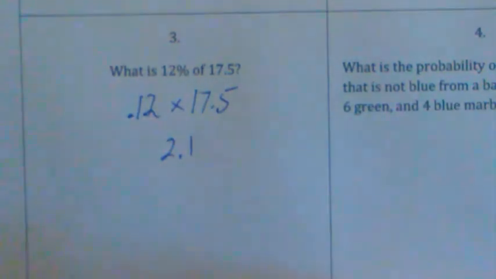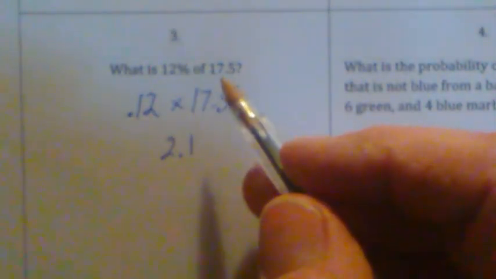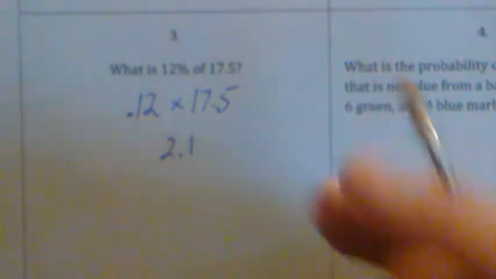2.1. Okay, does that make sense? Yeah, 10% would be 1.75. It's a little bigger than that. Okay.